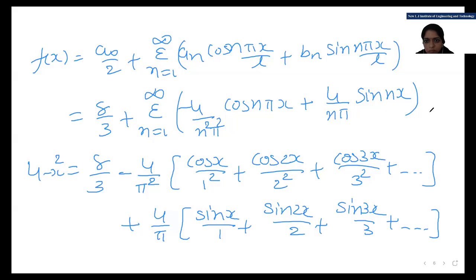Some students have a doubt here. Rehan, why A0 is 8? Rehan, the value of A0 is what? 16 by 3, right? If I substitute here 16 by 3 and 2, so 16 by 2 into 3. So after simplification, I have 8 by 3. Now clear?